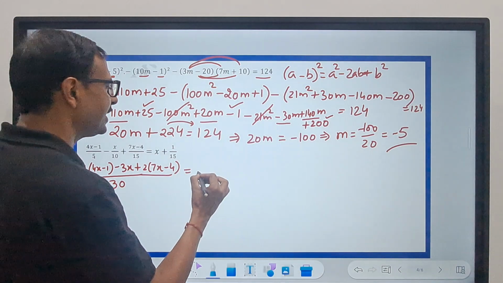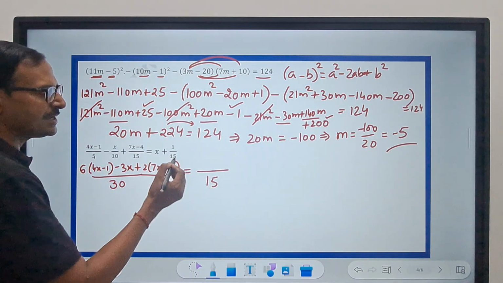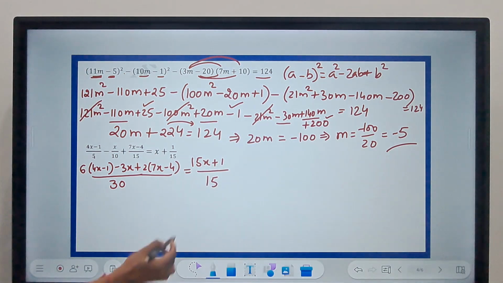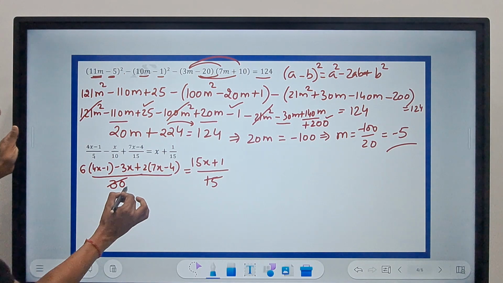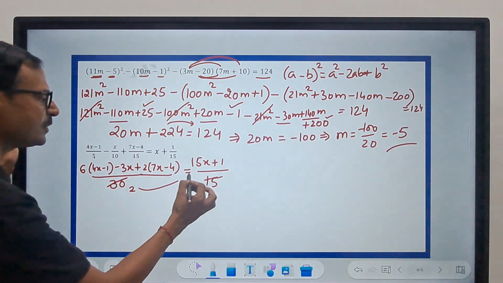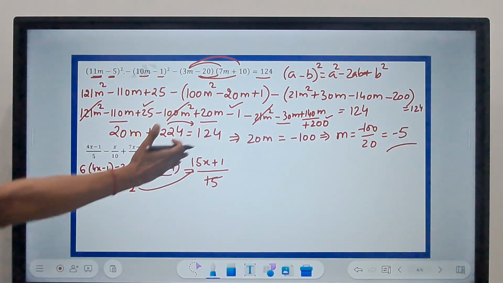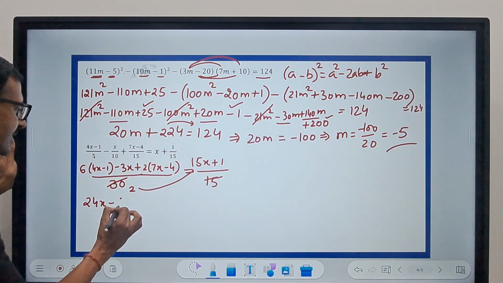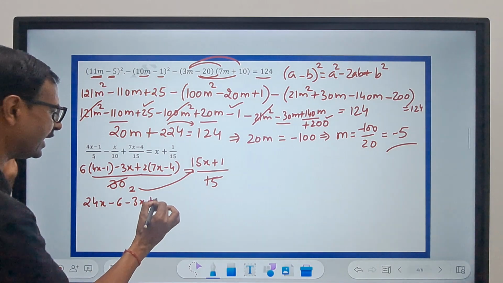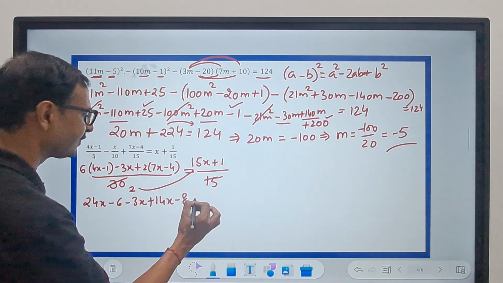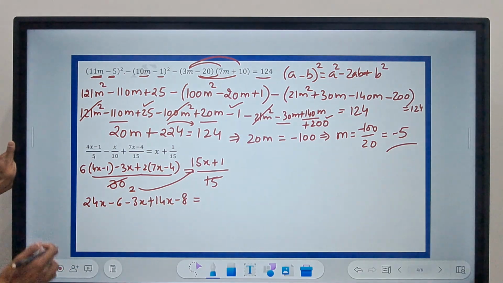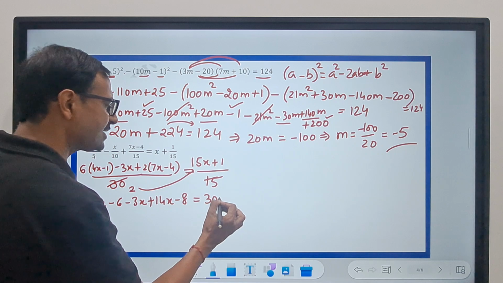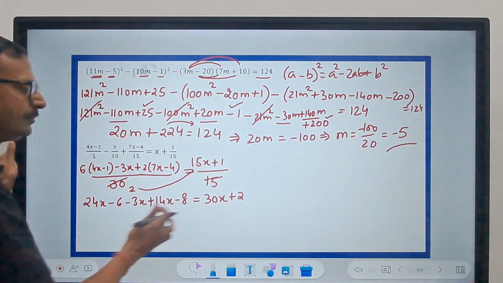And on the right hand side again the LCM is 15. Pretty easy here. 15x plus 1 is the numerator. Now I can see that this 15 is getting cancelled by this 2, and I can actually cross multiply this 2 on the right hand side. So let's open all the brackets. 24x minus 6 minus 3x plus 14x minus 8. See the numerator terms, and 2 goes here and becomes 2 times 15 is 30x and 2, right?